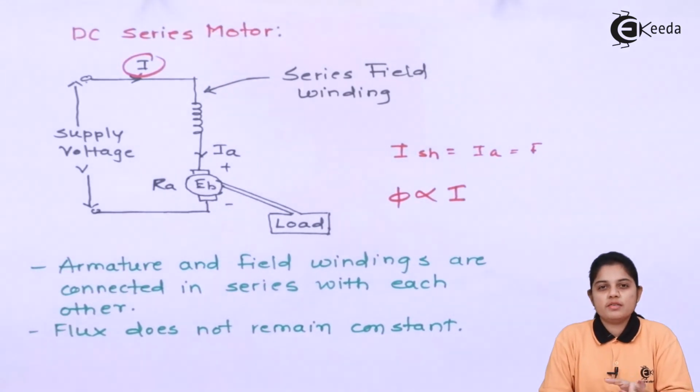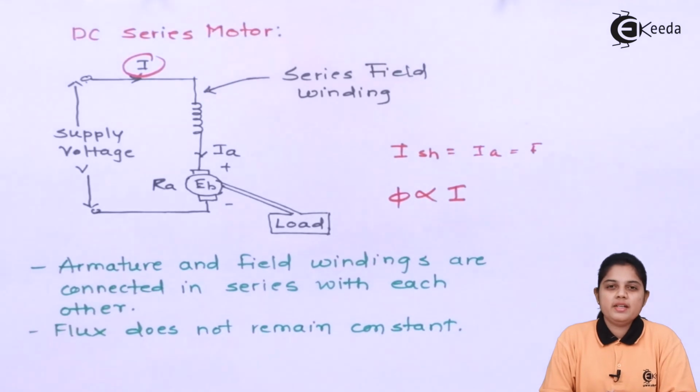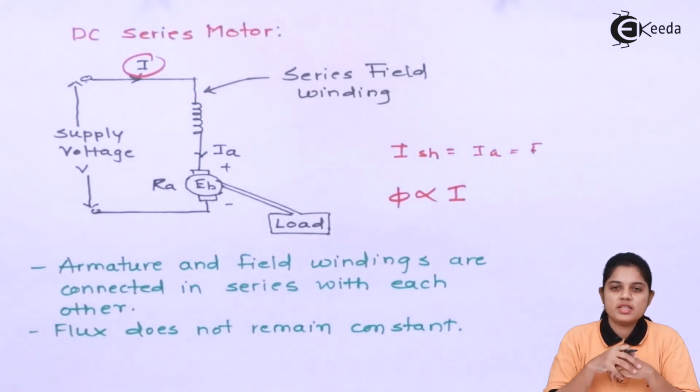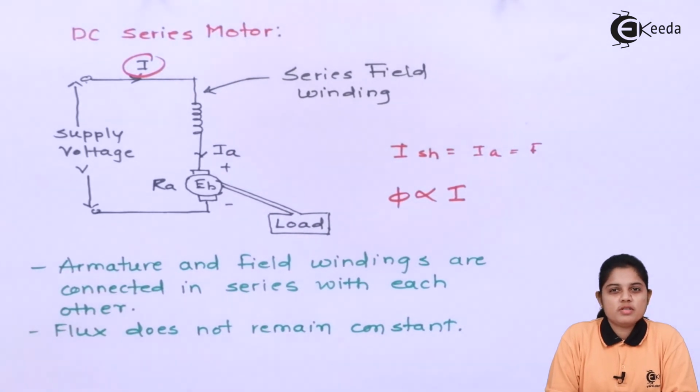So that is the basic difference between DC shunt and DC series motor. We have seen that in a DC shunt motor the flux is constant, and in a DC series motor there is no constant flux. Now we have different types of compound motors also, but we will concentrate more on DC shunt and DC series only.